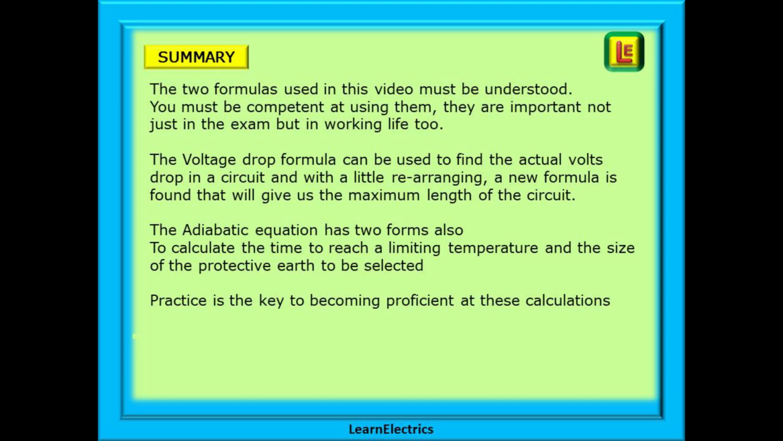The two formulas and the variants used in this video must be understood. You must be competent at using them. They are important not just in the exam but in working life too. The voltage drop formula can be used to find the actual volts drop in a circuit, and with a little rearranging, a new formula is found that will give us the maximum length of a circuit. The Adiabatic equation has two forms also: to calculate the time to reach a limiting temperature, and secondly, the size of the protective earth to be selected.